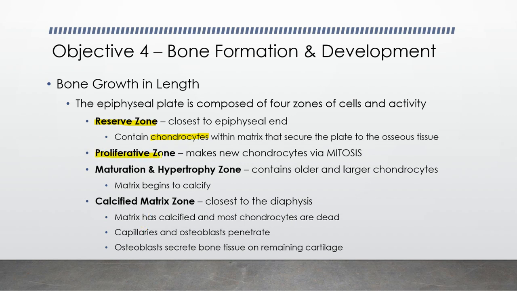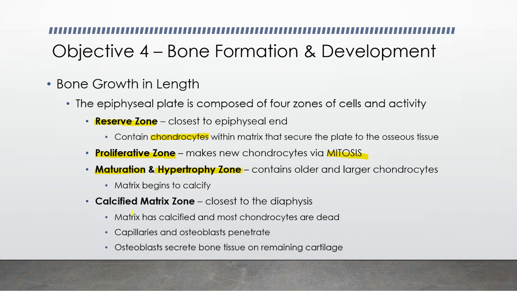So the proliferative zone, proliferate means to make more of, to divide. And so this is where we have a lot of mitosis. And so those chondrocytes are going to be going through cell division, and they're going to be making new chondrocytes. And then they're going to mature, and they're going to get bigger in the next zone, the maturation and hypertrophy zone. So they're getting older, they're getting more mature, they're becoming bigger, and this is the point at which that calcification is going to begin.